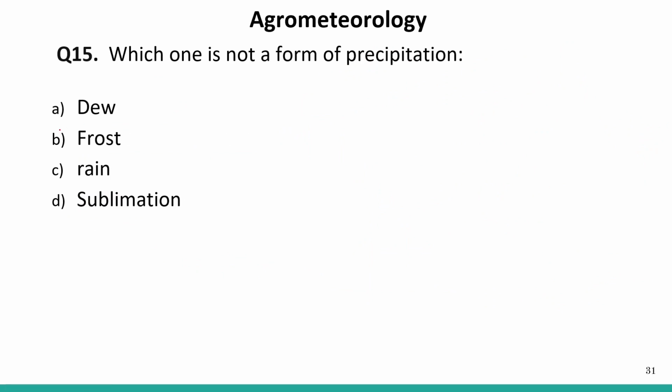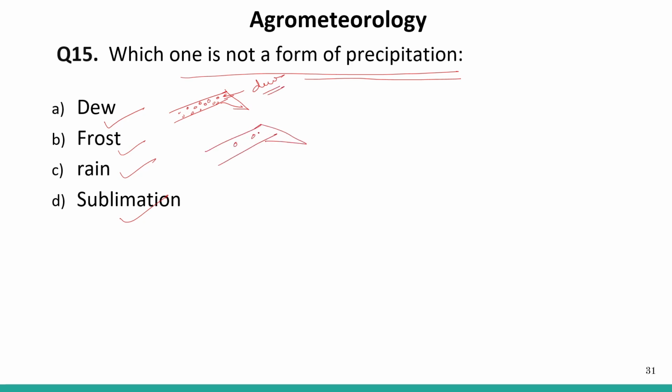So the last question is, which one is not a form of precipitation? Dew, frost, rain, and sublimation. So dew is formed on the surface of a leaf or any other surface when droplets of water condense at the surface, and we can see the droplets of water present on it, right? And these same droplets of water change to ice and form the frost when the temperature reaches lower than the freezing point. Okay, so that forms the frost.